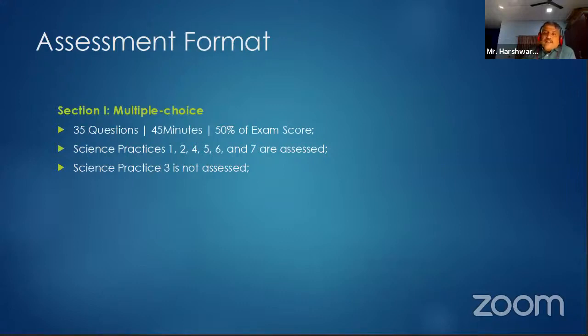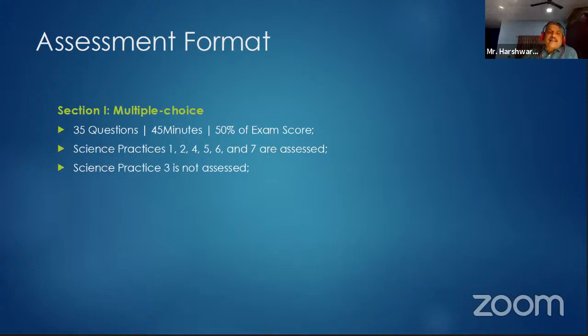The 35 questions together will constitute 50% of your raw score. Now, please understand, this is 50% weightage. On the College Board website, they do not disclose the individual weightage for every single question. As far as the multiple choice questions are concerned, we don't know what every question is worth. But overall, the 35 questions will constitute 50% of your exam score.